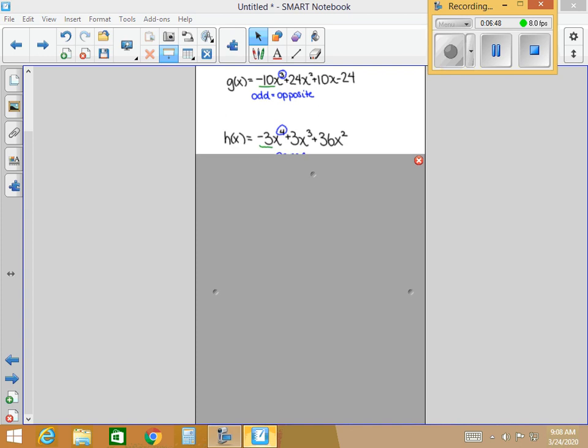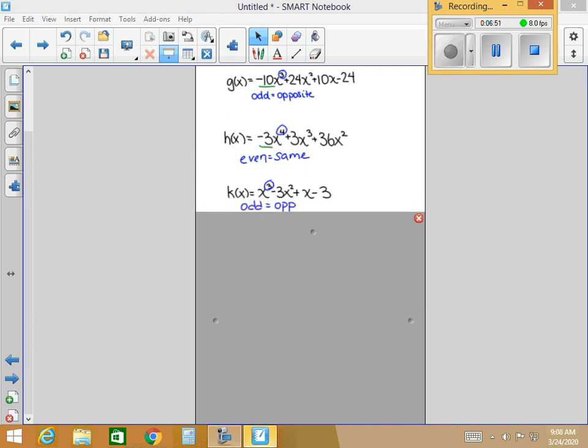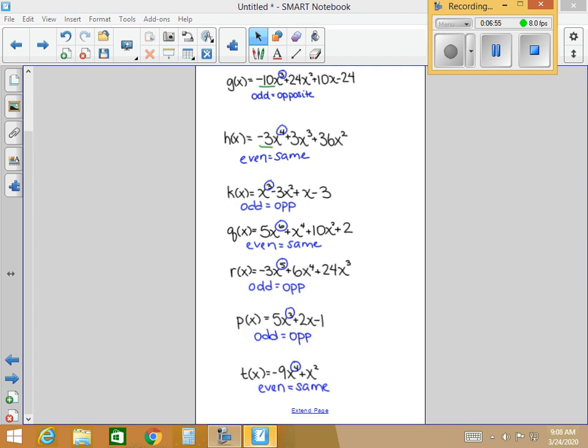So I've gone through and written down even degree means the same direction, odd degree means opposite directions. Once you've got them all done, double check your work and make sure you're on the right track there.